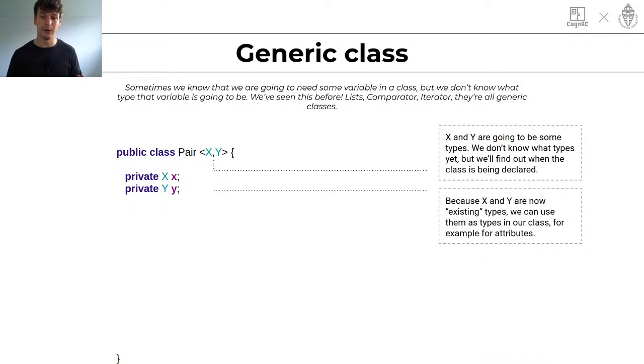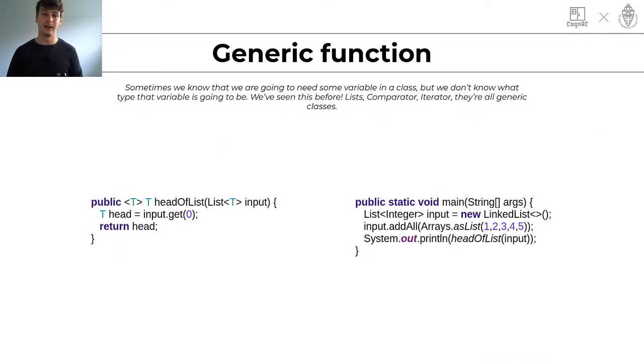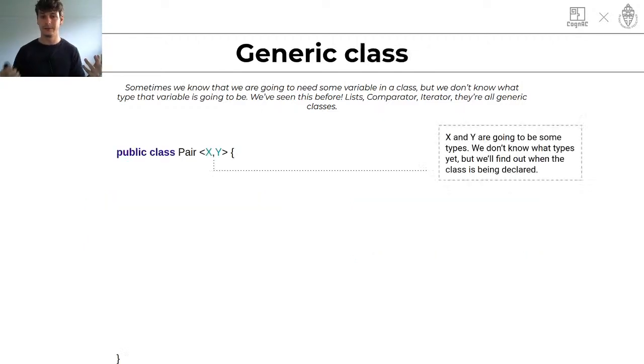One thing to note, by the way, is that if you look at the generic function, you don't have to explicitly say of what type the generic is in a function. And why? Because it basically extracts that type from the input that you're giving. So when I'm calling head of list, I'm giving a list to that function, and that list is of the type integer, and therefore the function will recognize that the return element is an integer.